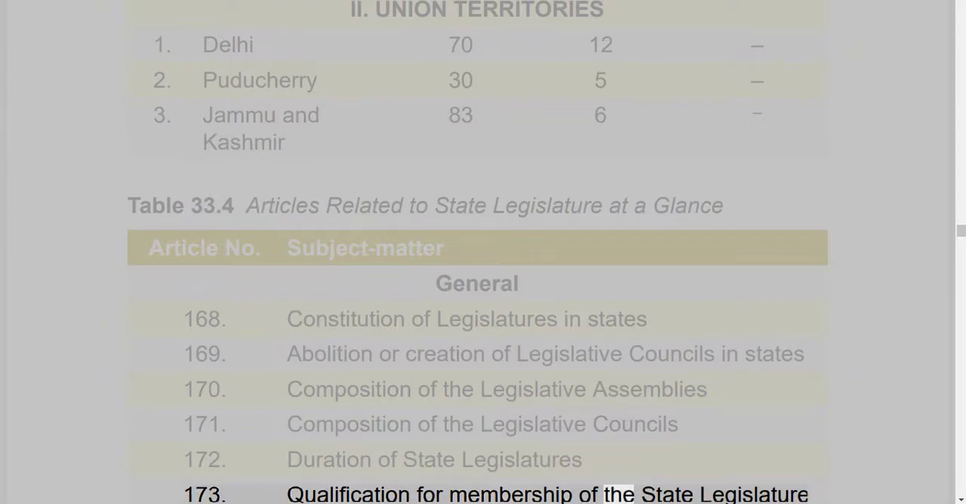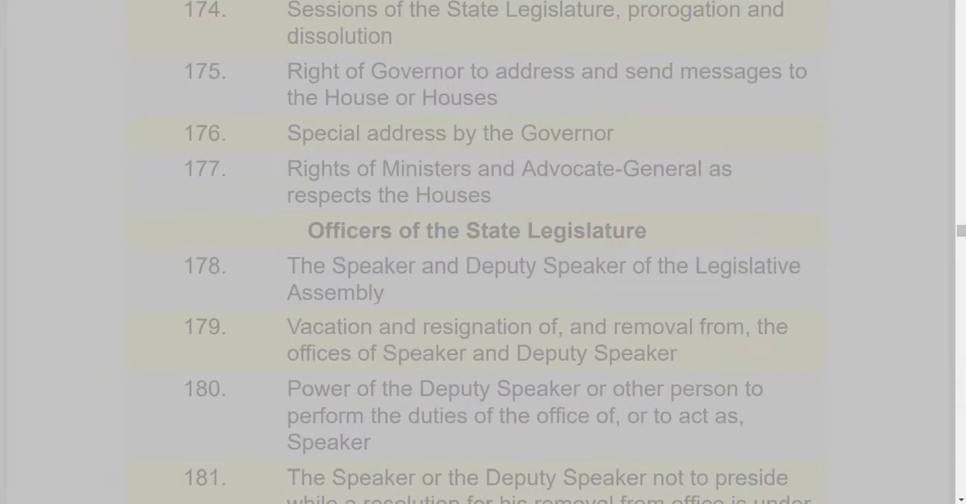Qualification for membership of the State Legislature 174. Sessions of the State Legislature, prorogation and dissolution 175. Right of Governor to address and send messages to the House or Houses 176. Special address by the Governor 177. Rights of Ministers and Advocate General as respects the House's officers of the State Legislature 178.